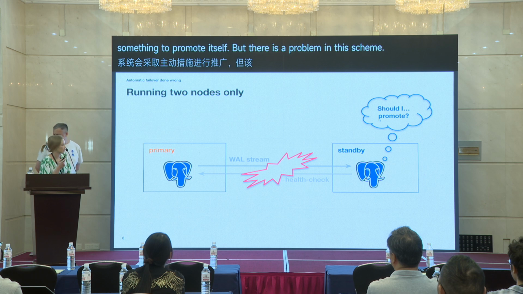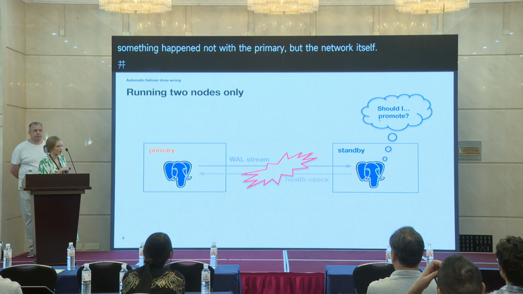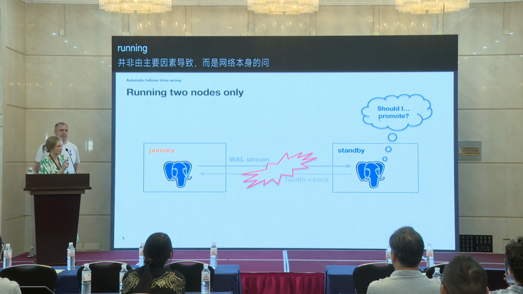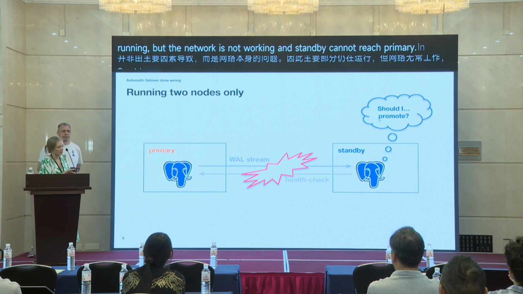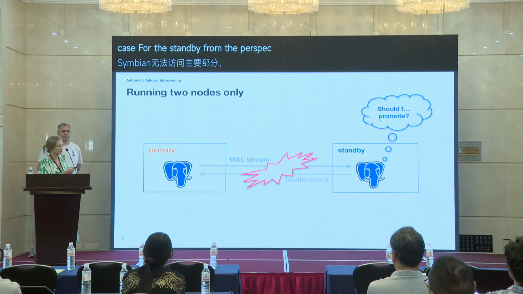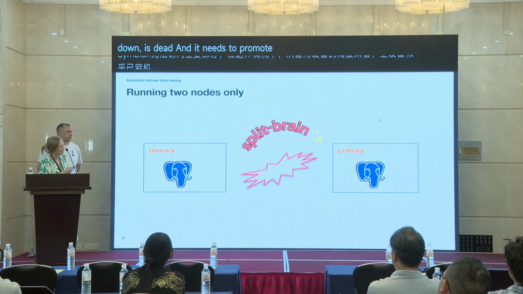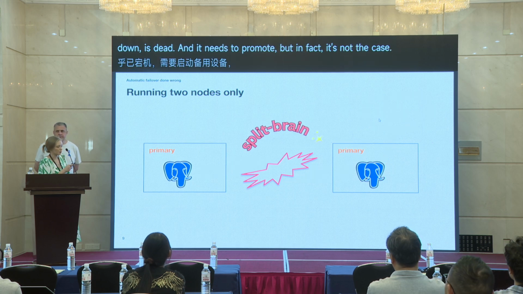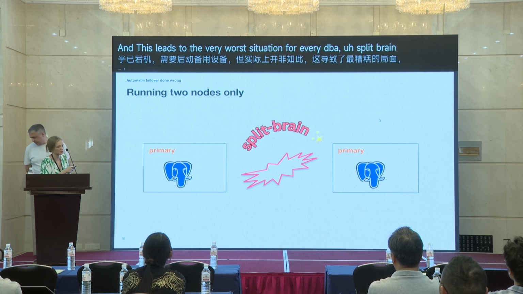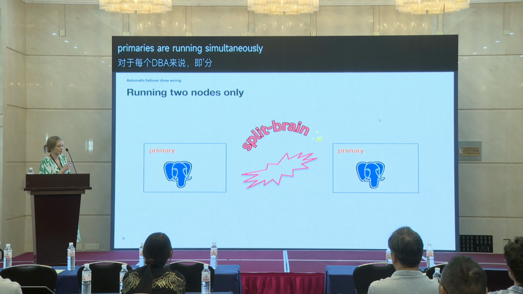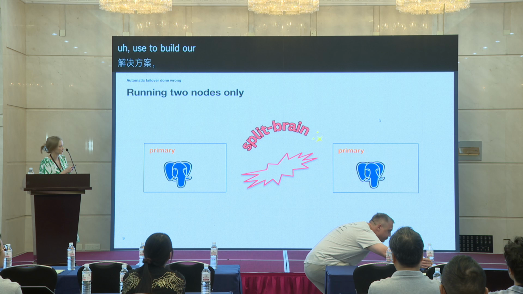Let's consider that something happened not with the primary, but with the network itself. The primary is still running, but the network is not working, and the standby cannot reach the primary. From the perspective of the standby, it seems that the primary is down, is dead, and it needs to promote. But in fact, that's not the case. And this leads to the very worst situation for every DBA: split brain, when two primaries are running simultaneously. So this is not the best solution we can use to build our highly available system for Postgres.